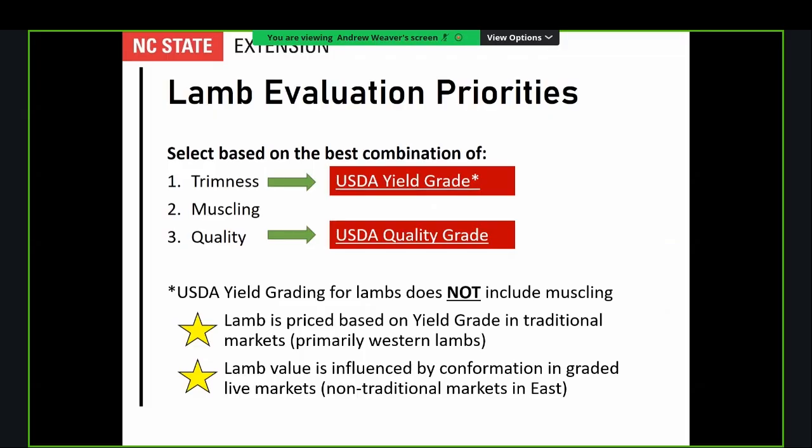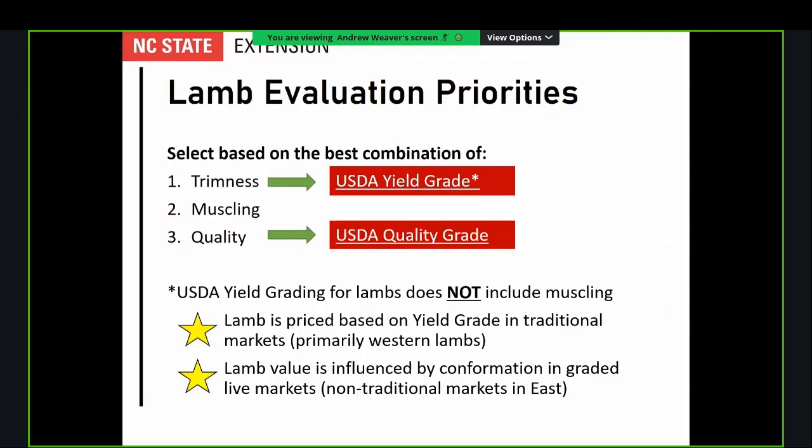That yield grade equation is really important and plays into value determination in a more traditional market, through large packers and how they're valuing lambs and paying their producers or who they're buying lambs from. This is primarily in the Western United States. Here in the East, we don't see a lot of lambs that are yield graded or paid off that yield grade. And that's because we have a very strong non-traditional market here in the East. Texas would be the same way.